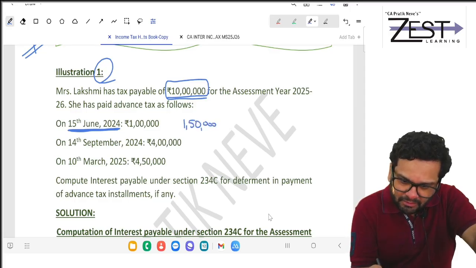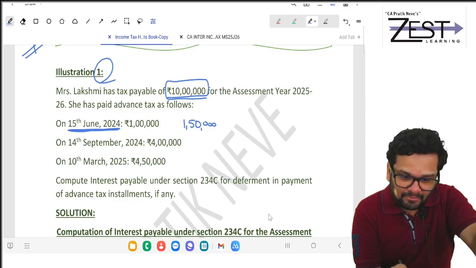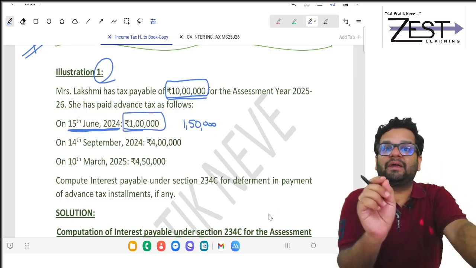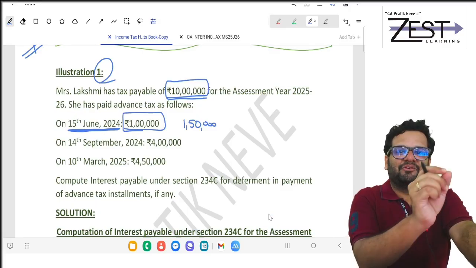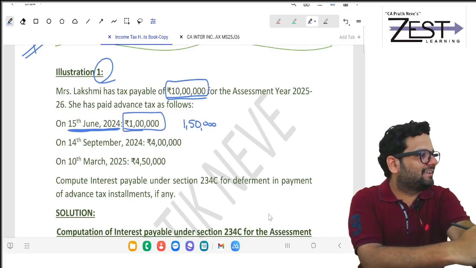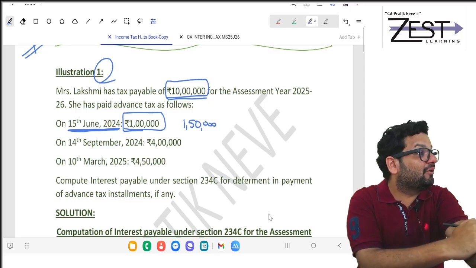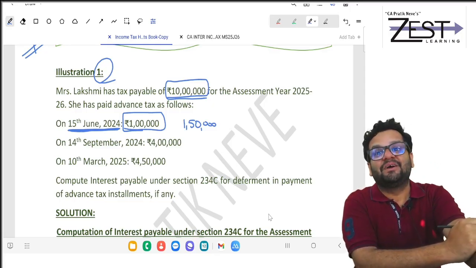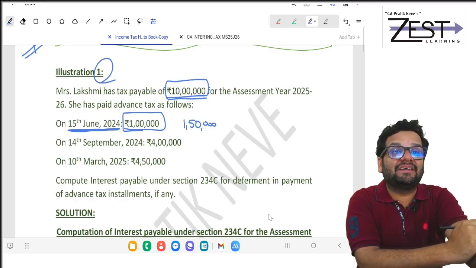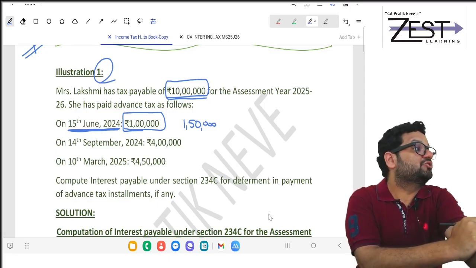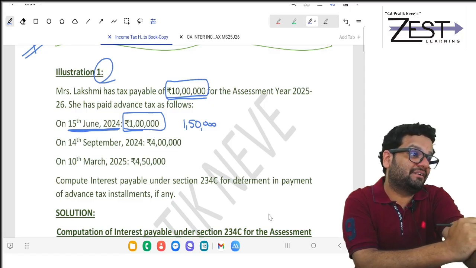1,50,000. But how much have you paid? 1 lakh. You have paid only 10%. 1 lakh divided by 10 lakh into 100. You have paid only 10%, which means you have not paid at least 12%. So interest is applicable.